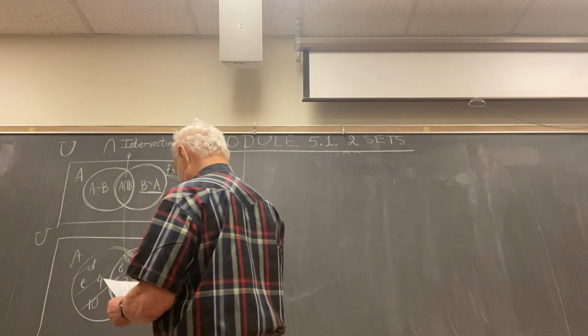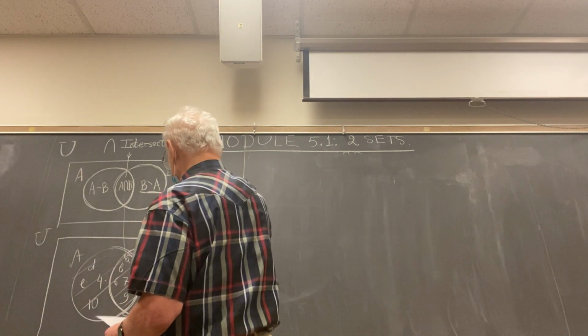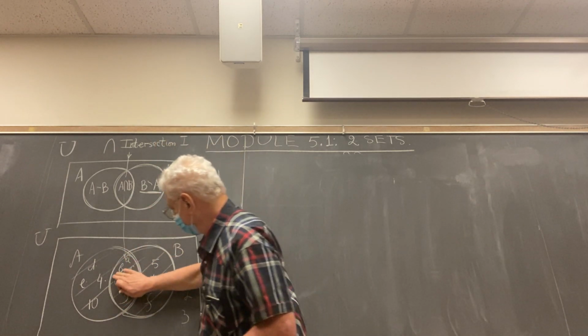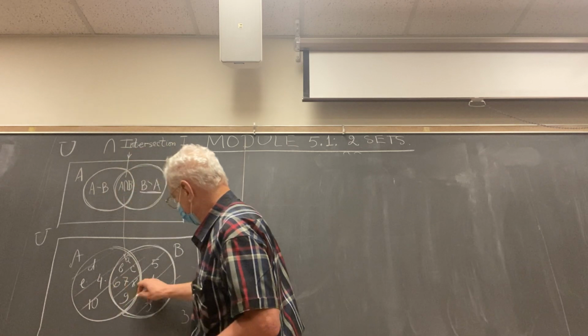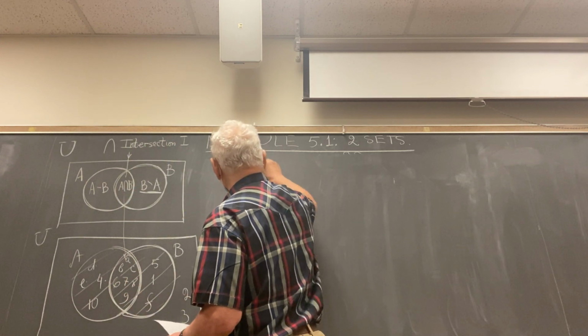Now, my question is this one. We wrote A intersection B. A intersection B is A, B, C, that number 6, 7, 8, 9. How many elements are in A intersection B?